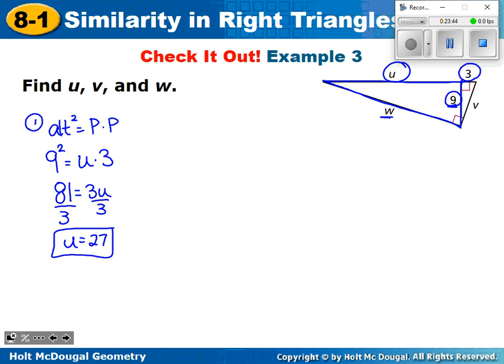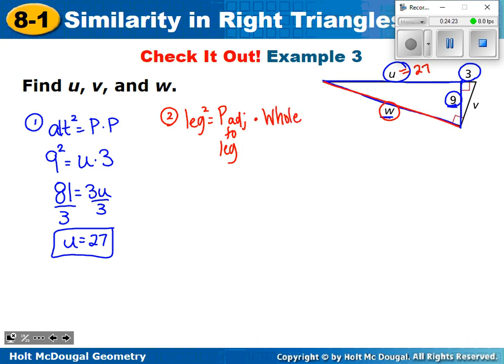Okay, where do you want to go next once we found U? W, okay, so I'm going to do W next. W is a leg. I could do Pythagorean theorem now, right? If U is 27, then 27 squared plus 9 squared equals W squared. Does everybody see how you could do that? But I'm going to work it with one of our theorems so you can see that done also. The second thing I could do is leg squared equals part adjacent to the leg. Make sure you're picking the part touching the leg times the whole hypotenuse.